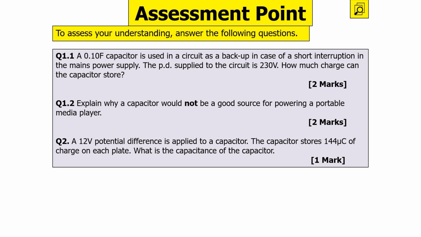Explain why a capacitor would not be a good source for powering a portable media player. Then a 12 volt potential difference is applied to a capacitor. The capacitor stores 144 microcoulombs of charge in each plate. What is the capacitance of the capacitor? So pause the video now, then unpause the video when you want to go through your answers.